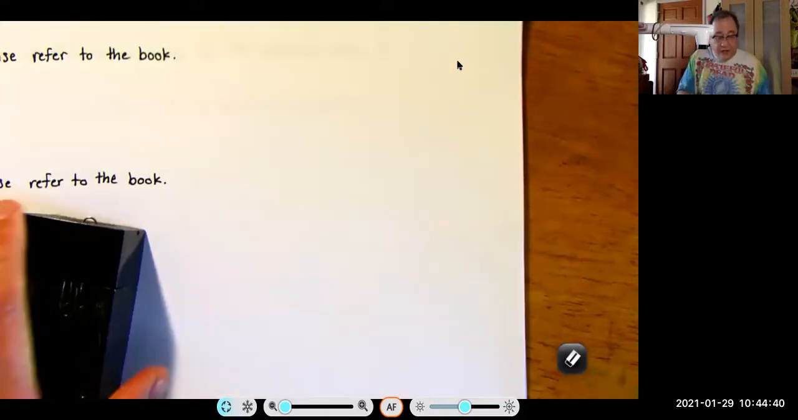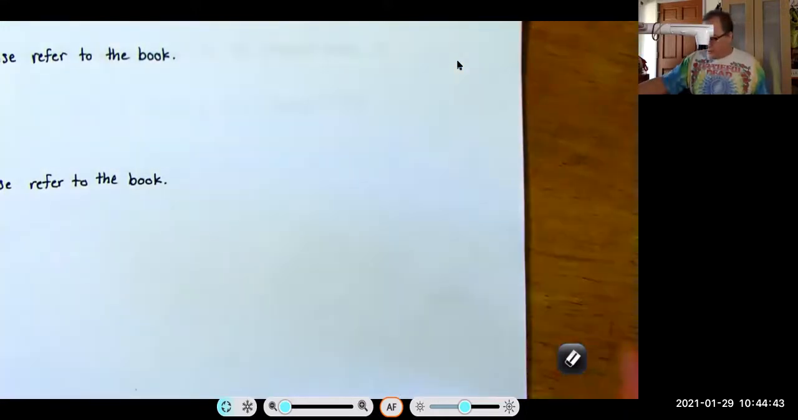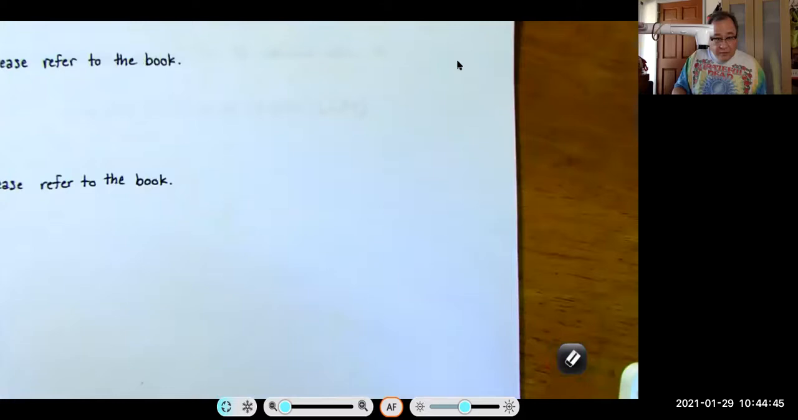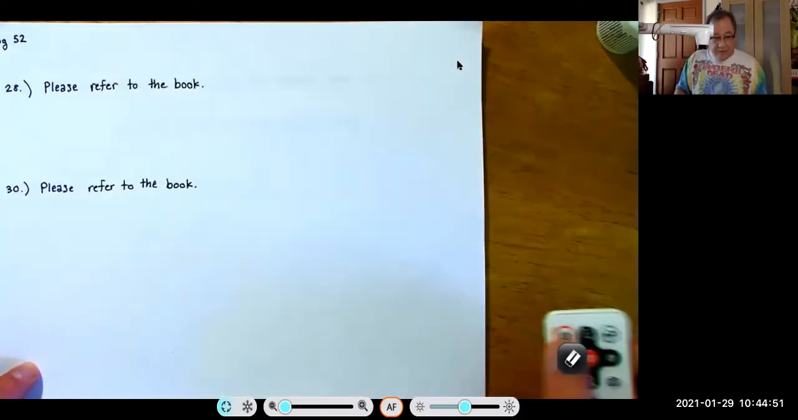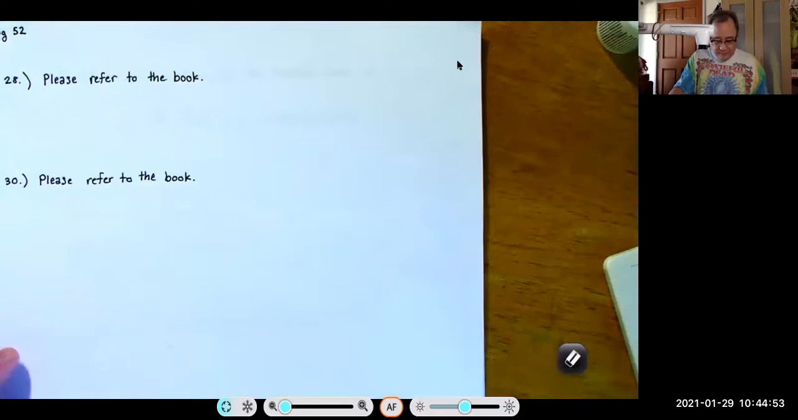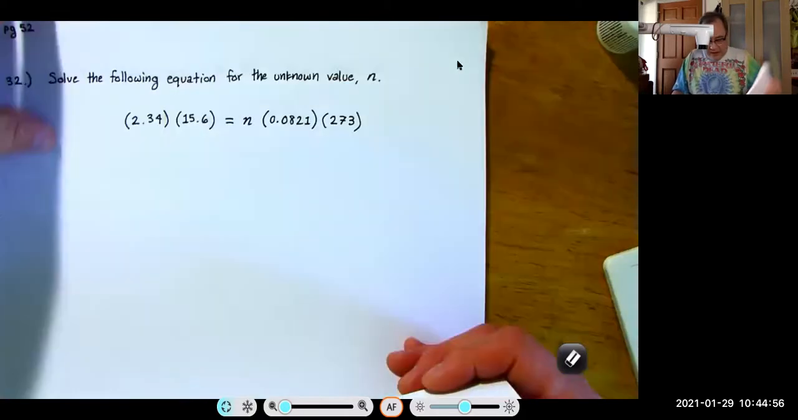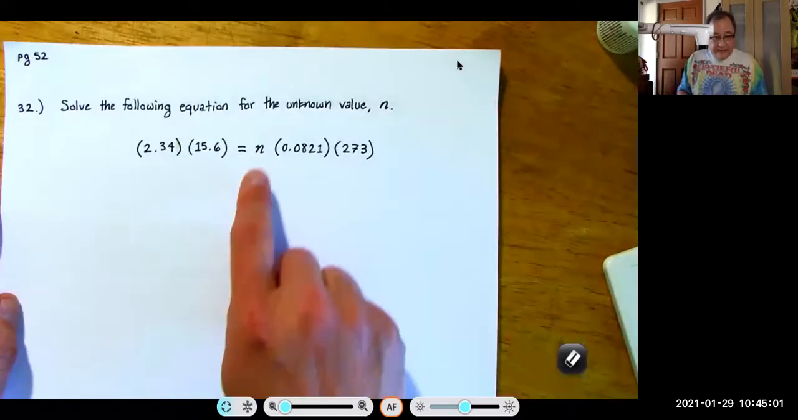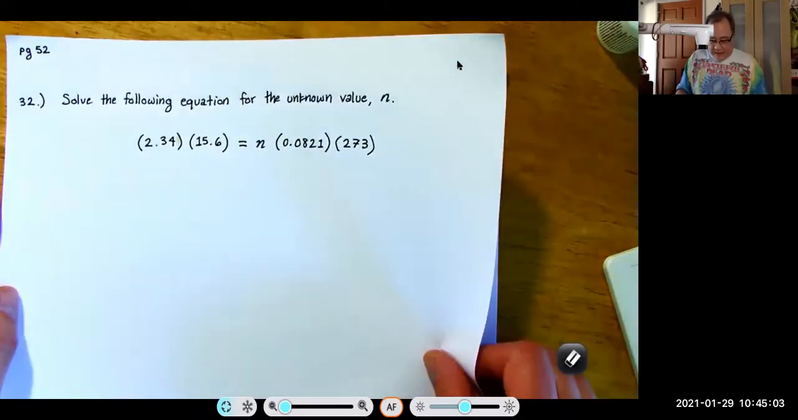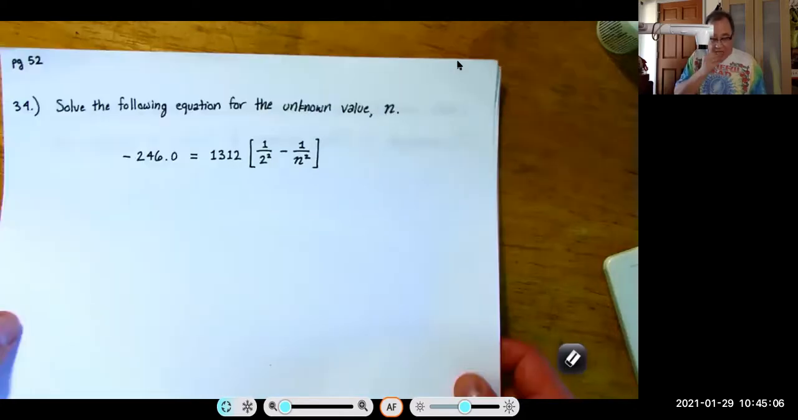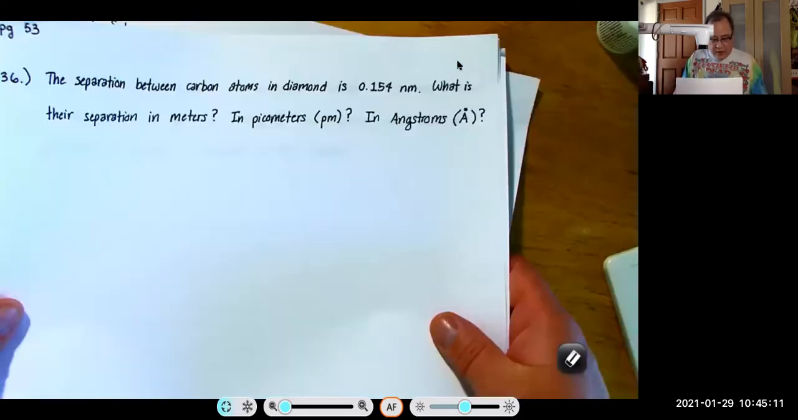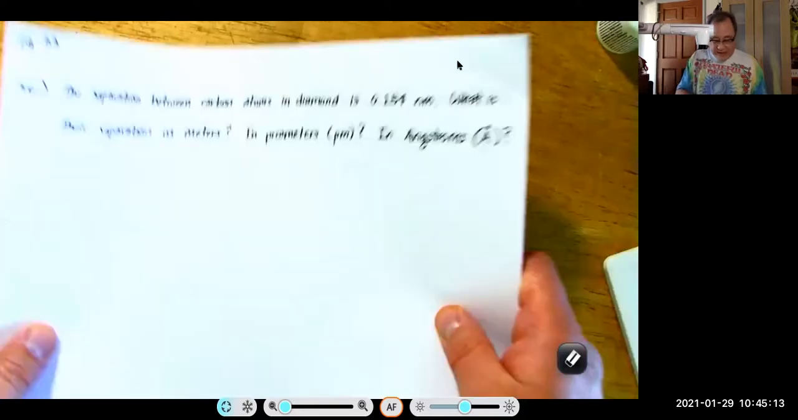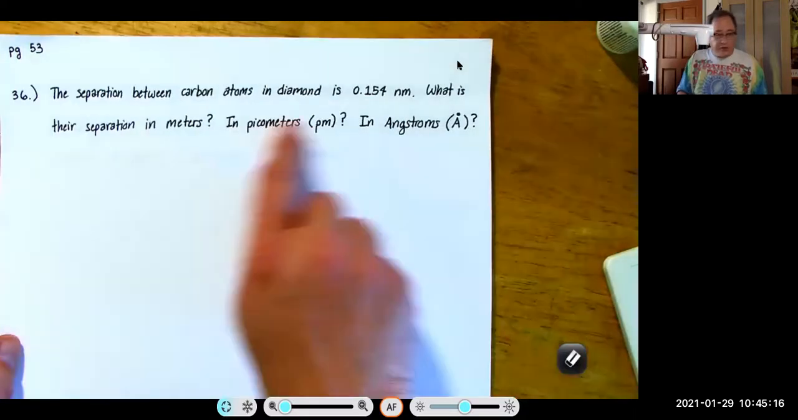So 30 again is a homework problem. I'm going to zoom back out so you can see, again, I zoomed in on the other one just so you can see the problem a little better. Now, I think we actually did this problem and solved it for n. And I'm pretty sure we also solved this one. And this is one where even if we have not done it, we've done these types of conversions before.